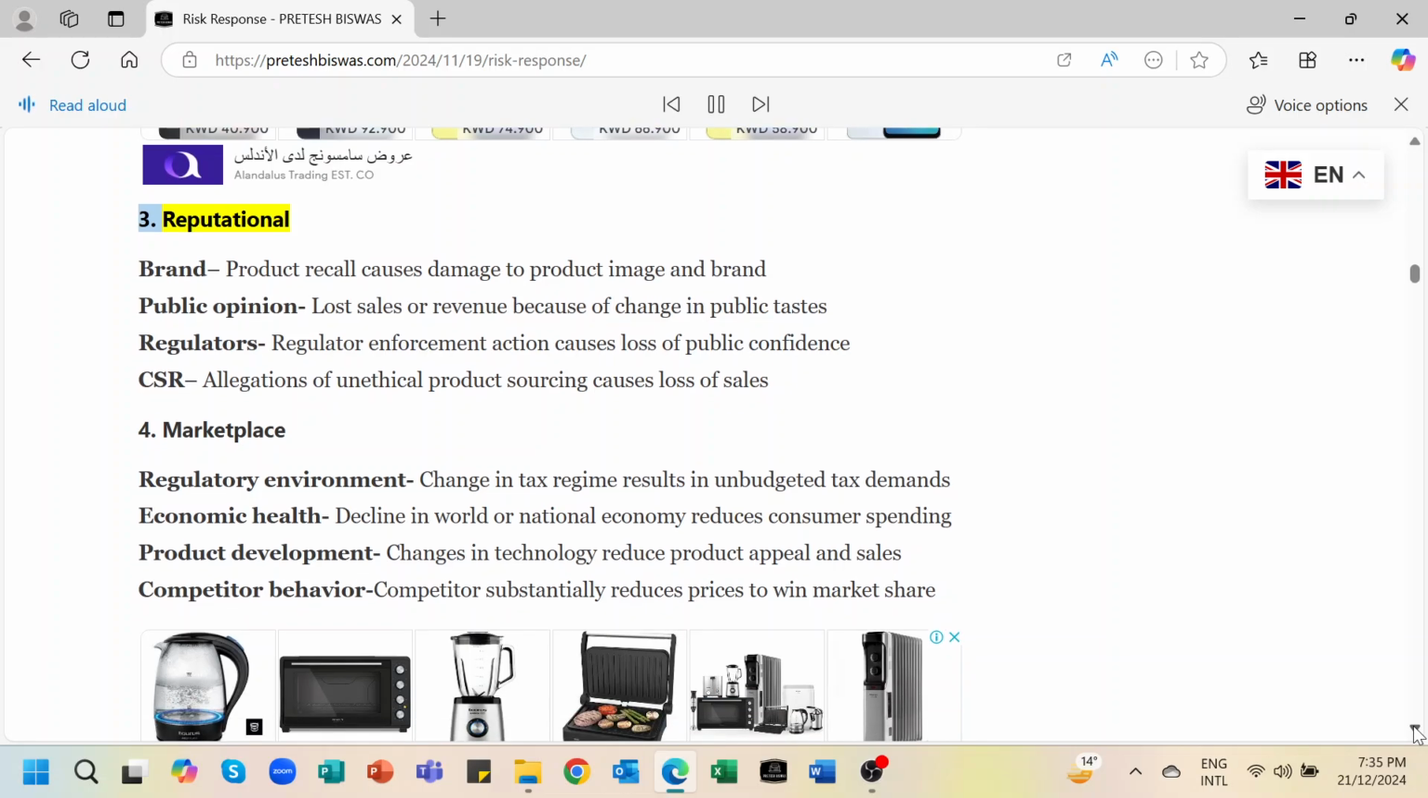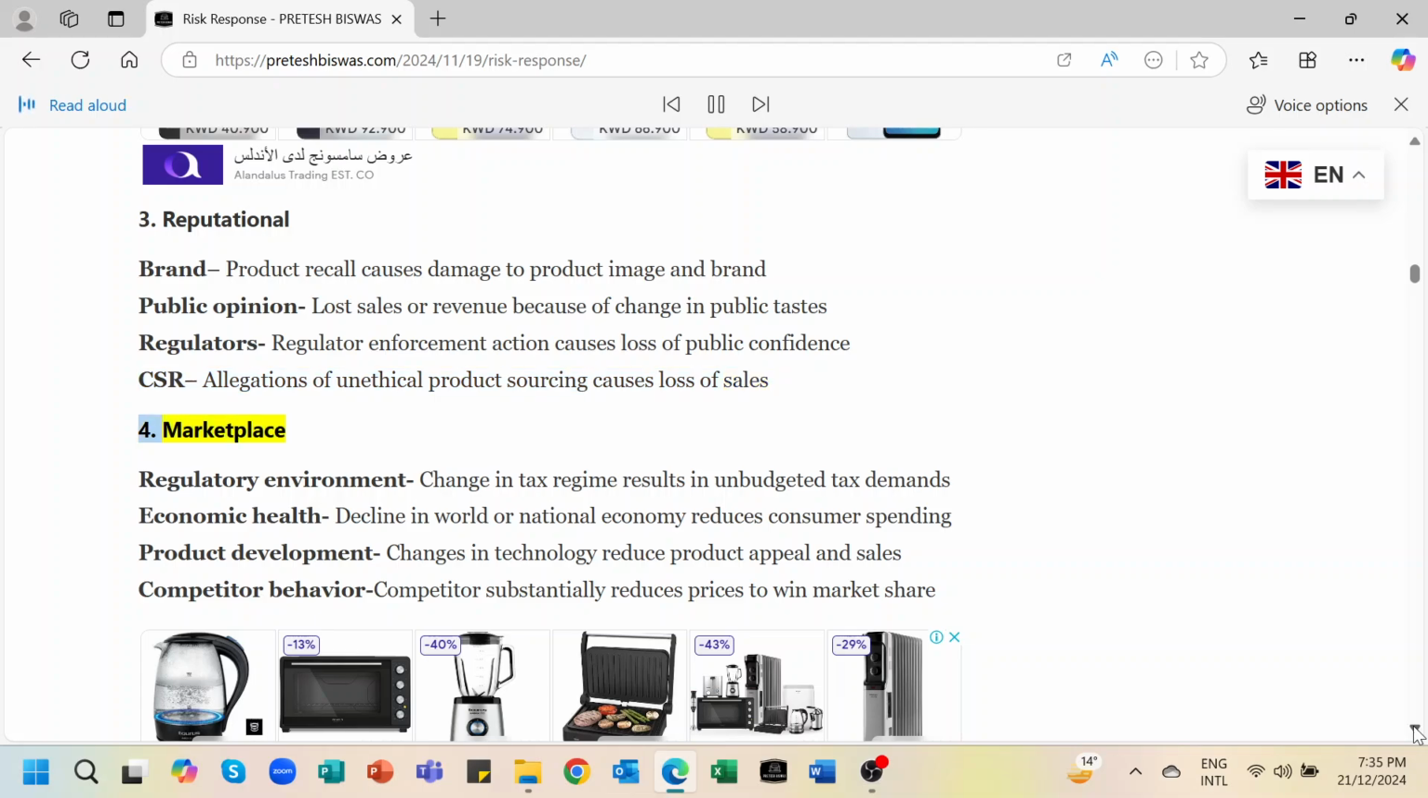3. Reputational. Brand: product recall causes damage to product image and brand. Public opinion: lost sales or revenue because of change in public tastes. Regulators: regulator enforcement action causes loss of public confidence. CSR: allegations of unethical product sourcing cause loss of sales.